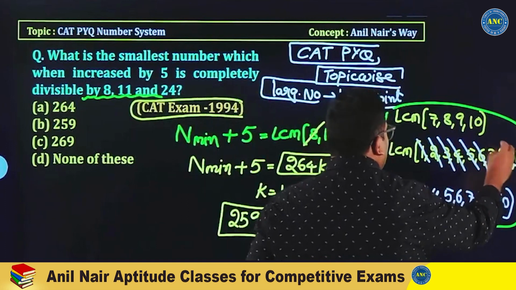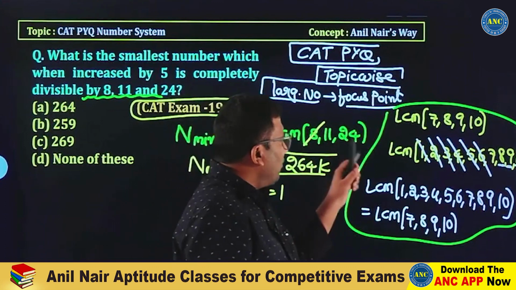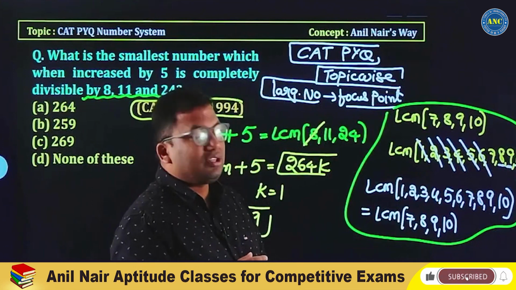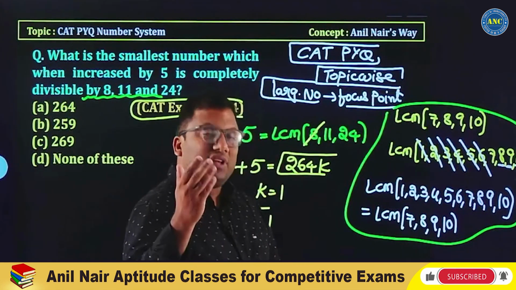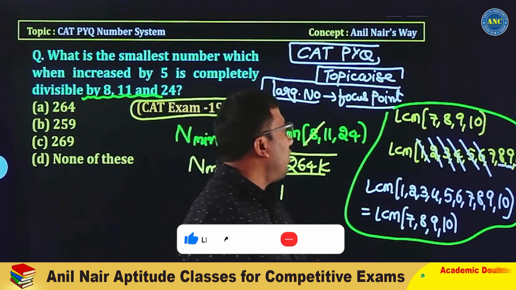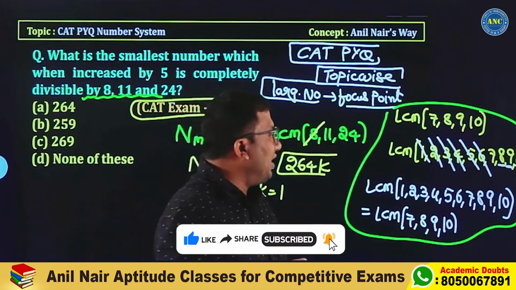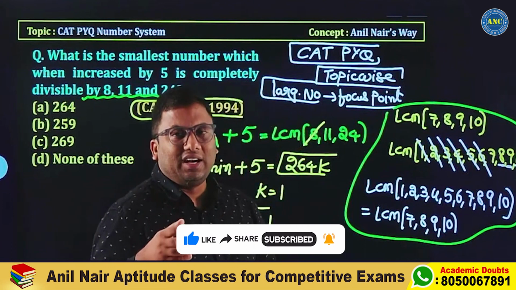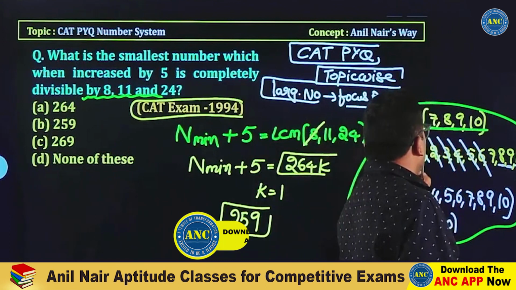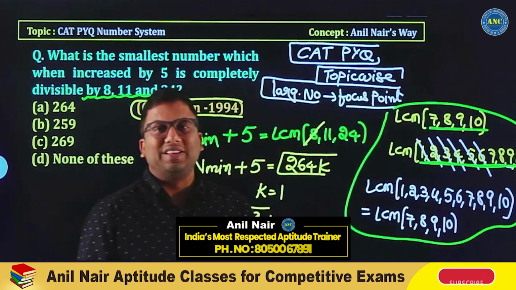LCM of 1, 2, 3, 4, 5, 6, 7, 8, 9, 10. The largest number is 10, so all the factors related to 10, please delete: 1 delete, 2 delete, 5 delete. Then come to 9. What are the factors of 9? 1, 3 and 9. 3 delete. Then 8. What are the factors of 8? 1, 2, 4, 8. 4 deleted. Then 7 is a prime number, write it down as it is. 2 and 3 are deleted, so 6 will be deleted. That means finding the LCM of 7, 8, 9, 10 is equivalent to finding the LCM of 1 to 10.